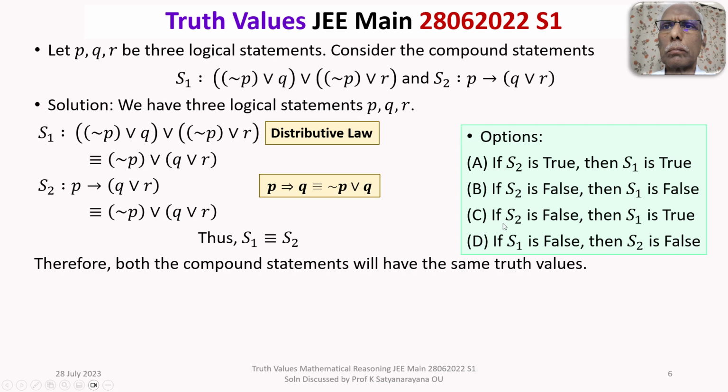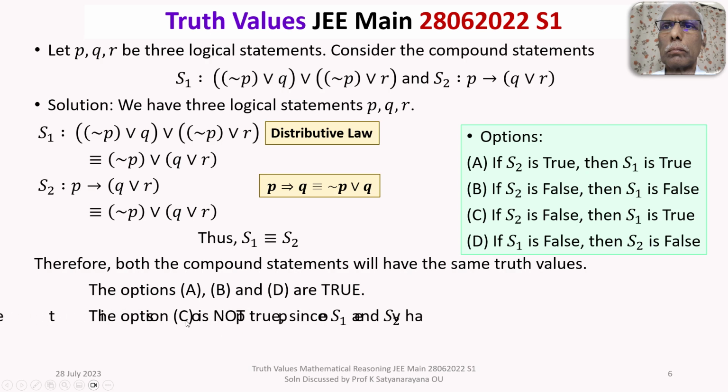In option C, it is given if S2 is false, then S1 is true. This is a false statement. It is not true. A, B, D are true statements. So the options A, B and D are true because they have the same truth values. And option C is not true because S1 and S2 have opposite truth values. Therefore, the answer to this question is option C.